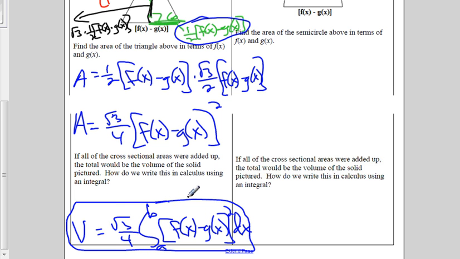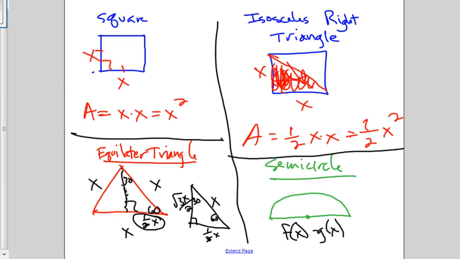Okay, so let's now do the last one with semicircles. What we're starting with is that the distance between the two functions is always f of x minus g of x. So that's the diameter. So this little amount right here is half of that. So the radius equals 1/2 of f of x minus g of x. Okay, and then we know that the area of a semicircle is 1/2 pi r squared, but our radius is also 1/2. So let's take a look at that.